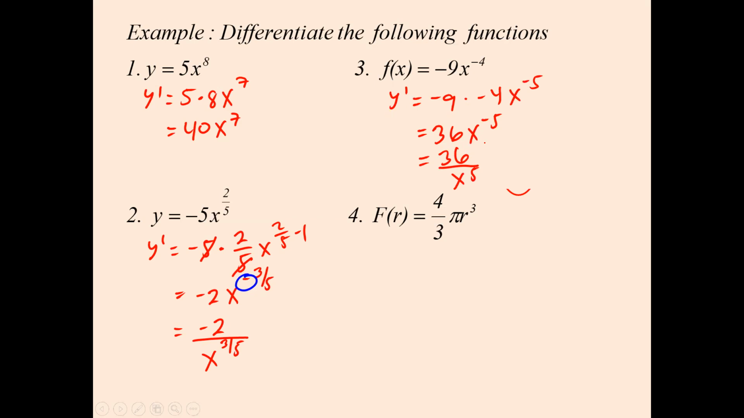Okay? And last, we have f of r. So r yung ating variable dito. Hindi lang x kasi yung variable minsan na ginagamit sa mathematics. So f prime of r is equal to, of course, 4 over 3 pi times, ano yung derivative ng r cubed? We have 3r squared. Okay? Cancel. We have 4 pi r squared. So yan na yung sagot natin for number 4. Okay?